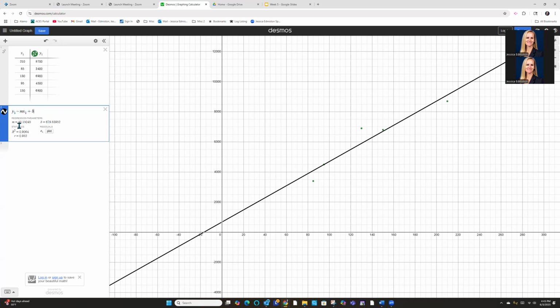Now, what's really cool is it gives me the slope, which is 40.15045. It gives me the y-intercept, which is 679.83952. So when I create my regression line, I'll basically be plugging in the 40.15045 for m, and for b, I will be plugging in the 679.83952. And that is going to give me my line. I also have, of course, my coefficient of determination, and my correlation coefficient is also calculated, which is wonderful. Thank you, Desmos. That's amazing.